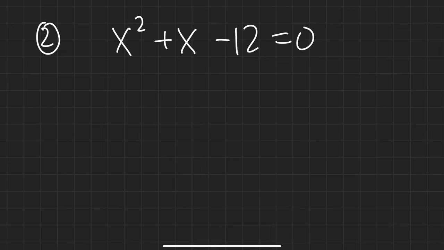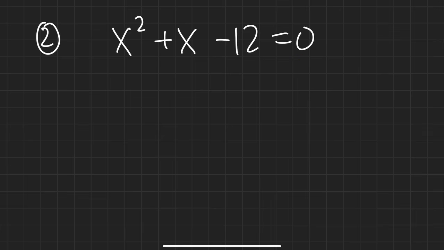Now, let's try another one, just like that. x squared plus x minus 12 is equal to 0. And I think you should try this first. Pause the video and think about what we need to do. Done? Okay, let's go over it.